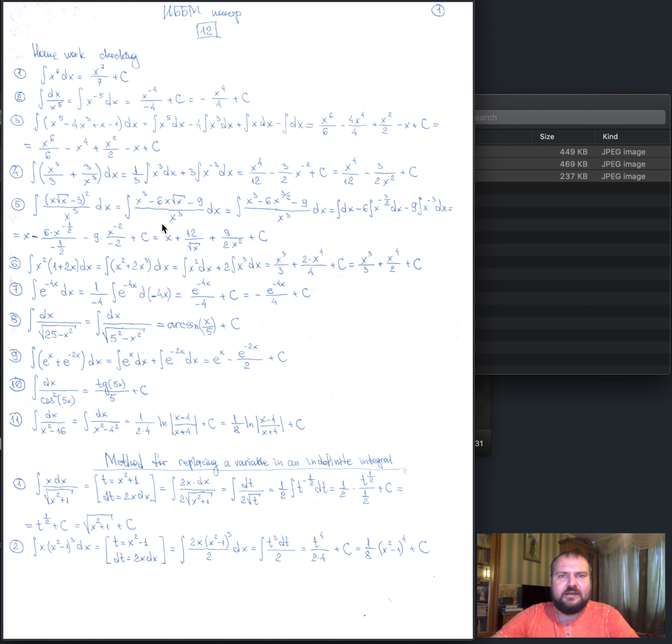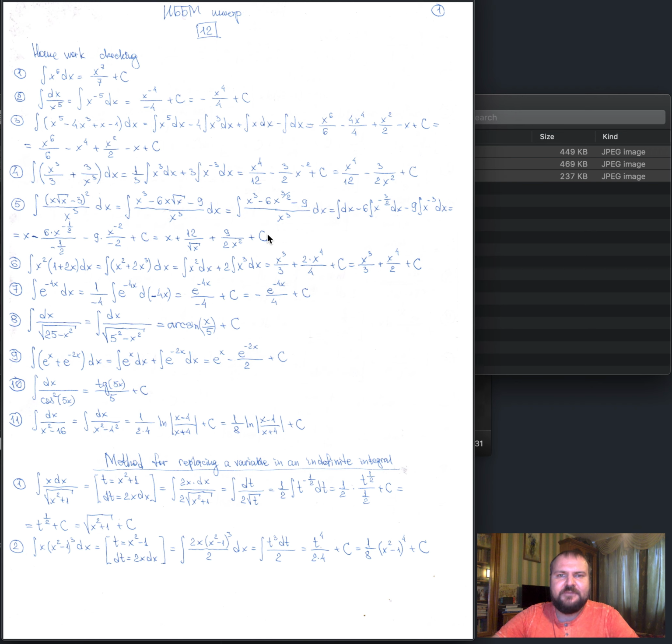We open the bracket in the numerator. It would be integral from the fraction in the numerator x in cubic minus 6x multiply root from x plus 9 divided in denominator x in cubic. We rewrite the root of x, of course, as x in power 1 by 2. In numerator we have x in cubic minus 6x in the power 3 by 2 plus 9 divided by x in cubic.